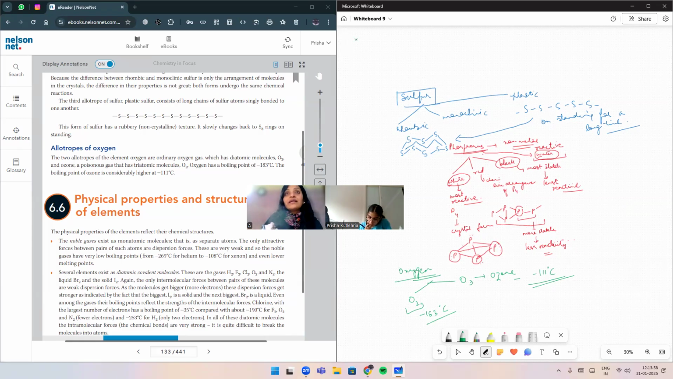For example, I talk about helium, so I just write like this, helium, argon, neon. These are noble gases having only one atom in their molecule, and hence they are called monoatomic. Or you can say the atomicity of noble gases is one.